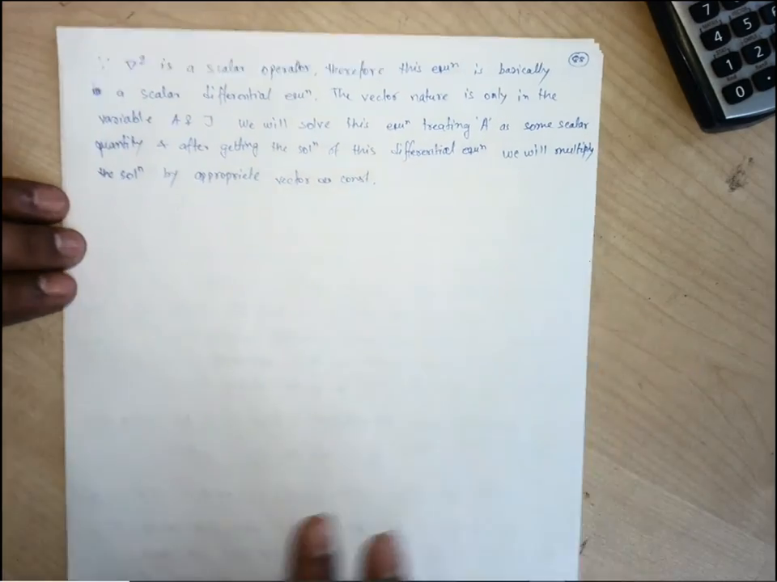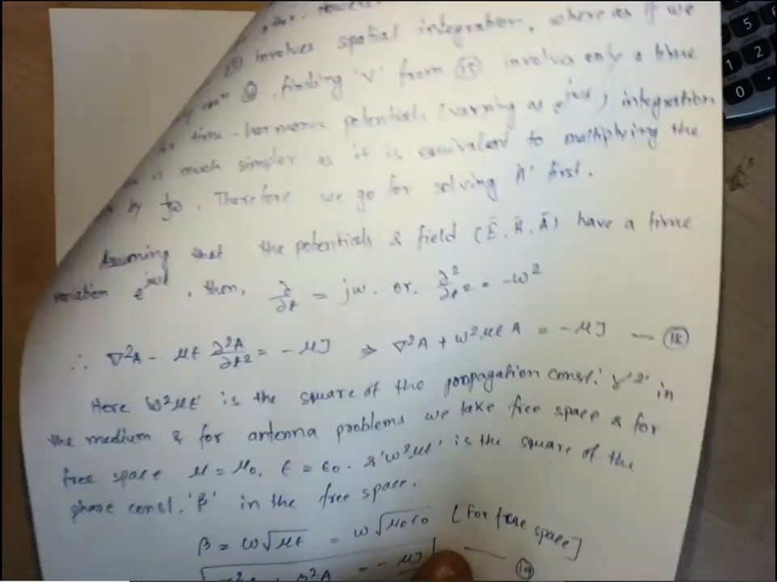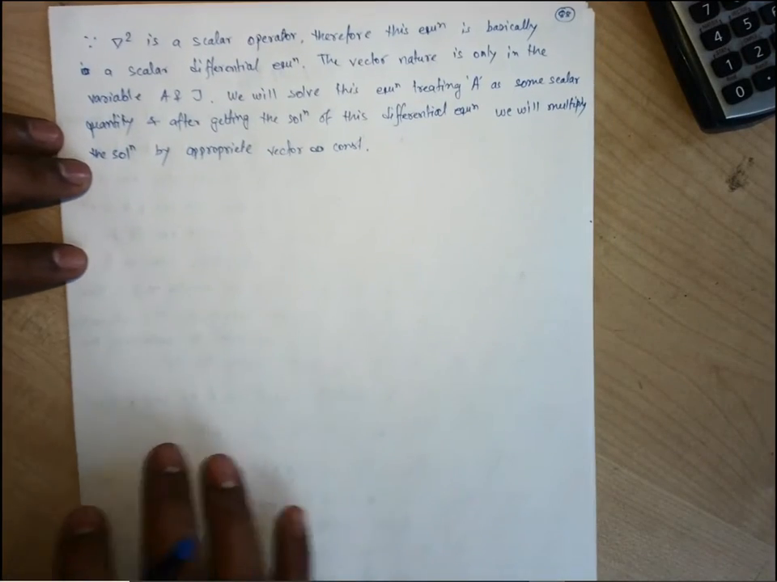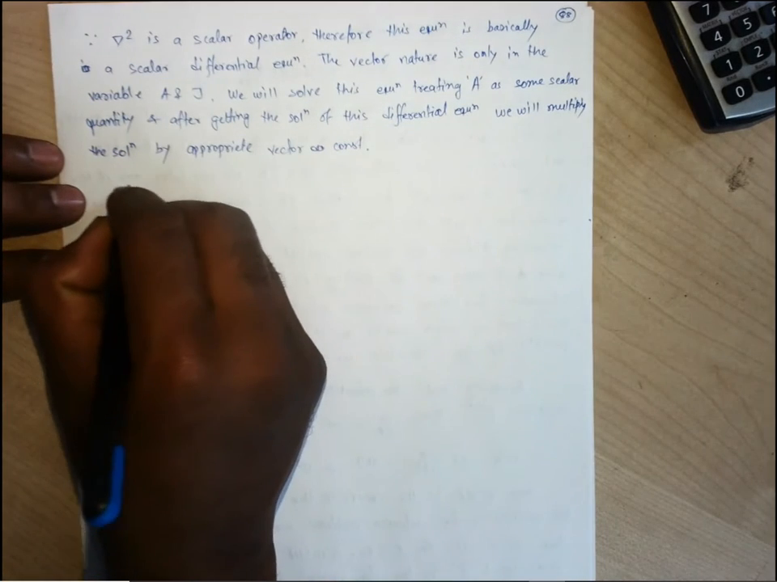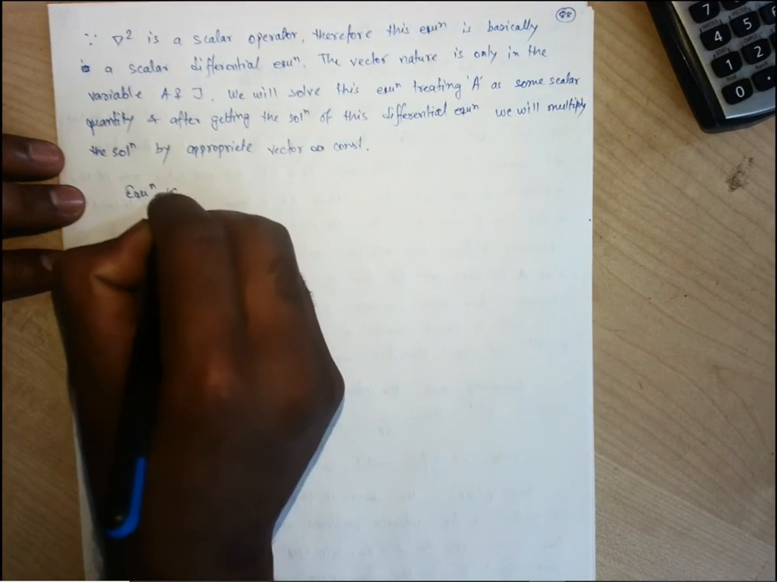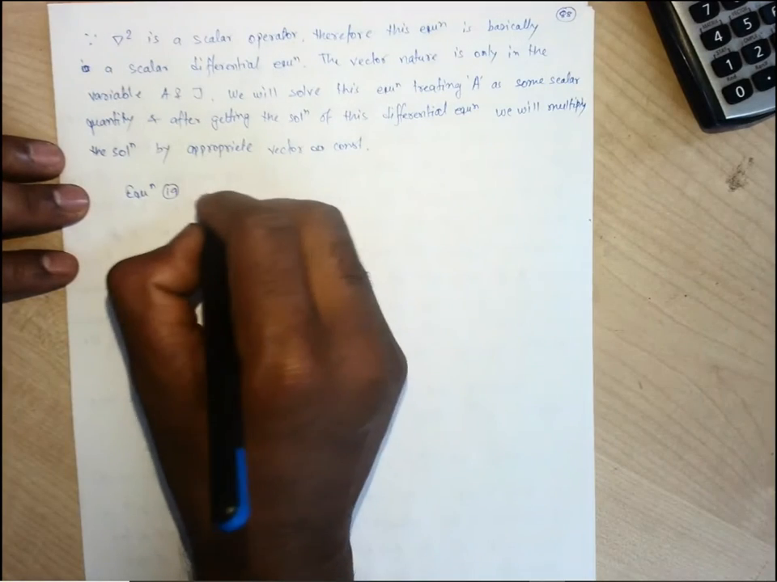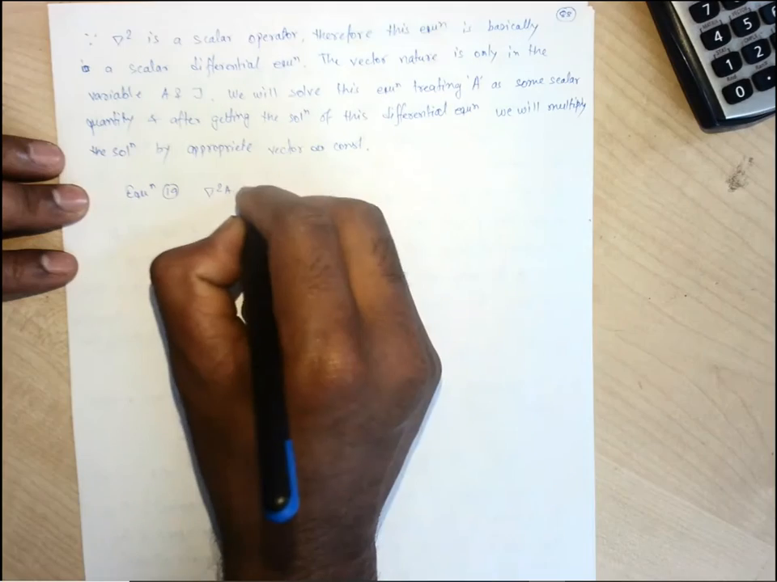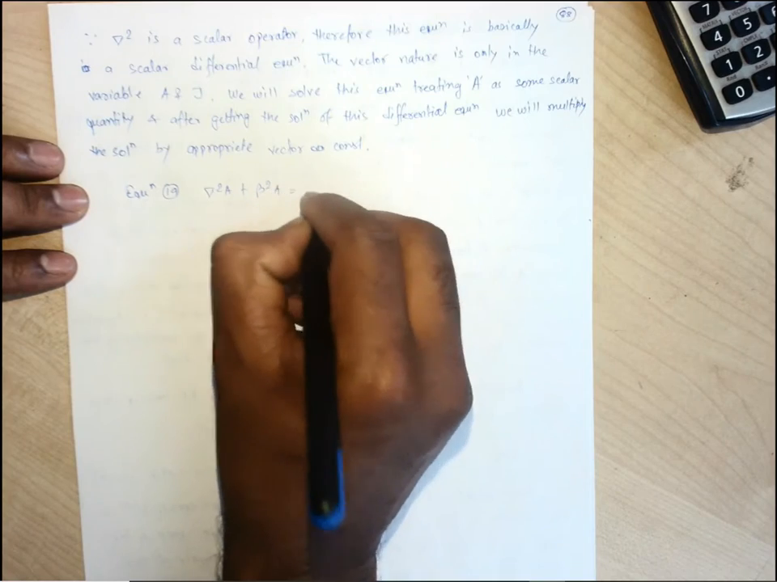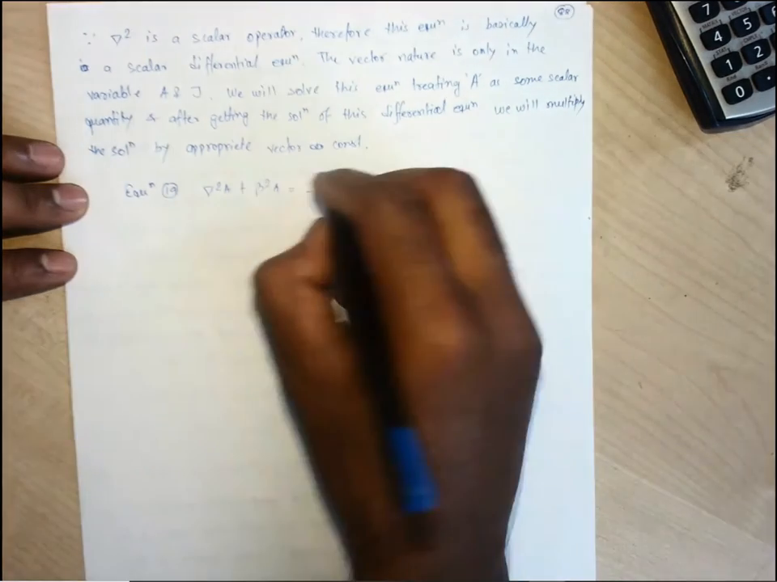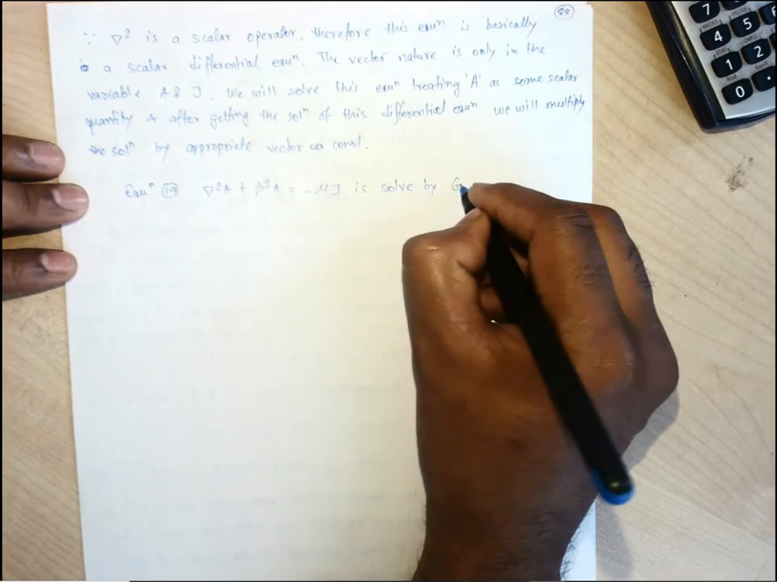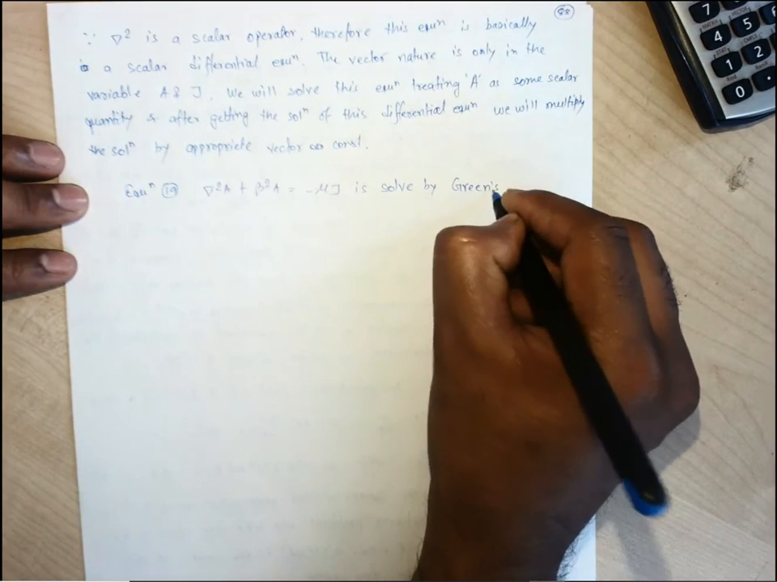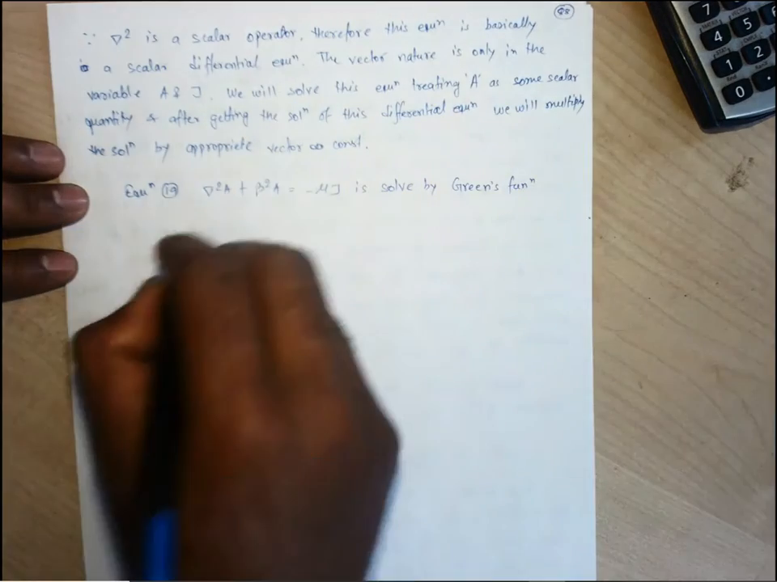Now this equation 19 is solved by using Green's function technique. So I'm just coming to that. Equation 19, that is del square A plus beta square A is equals to minus mu J, is solved by Green's function technique.